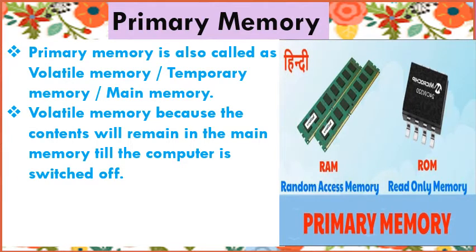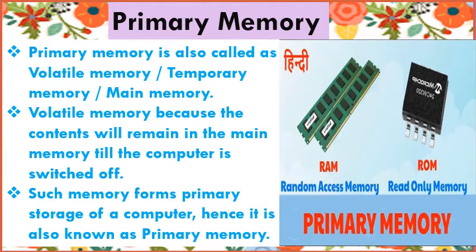Primary memory is also called volatile memory or temporary memory or main memory. Primary memory is called volatile memory because the contents will remain in the main memory till the computer is switched off. In other words, when the computer is switched off or reset, the contents will be lost. Such memory forms primary storage of a computer. Hence, it is also known as primary memory.